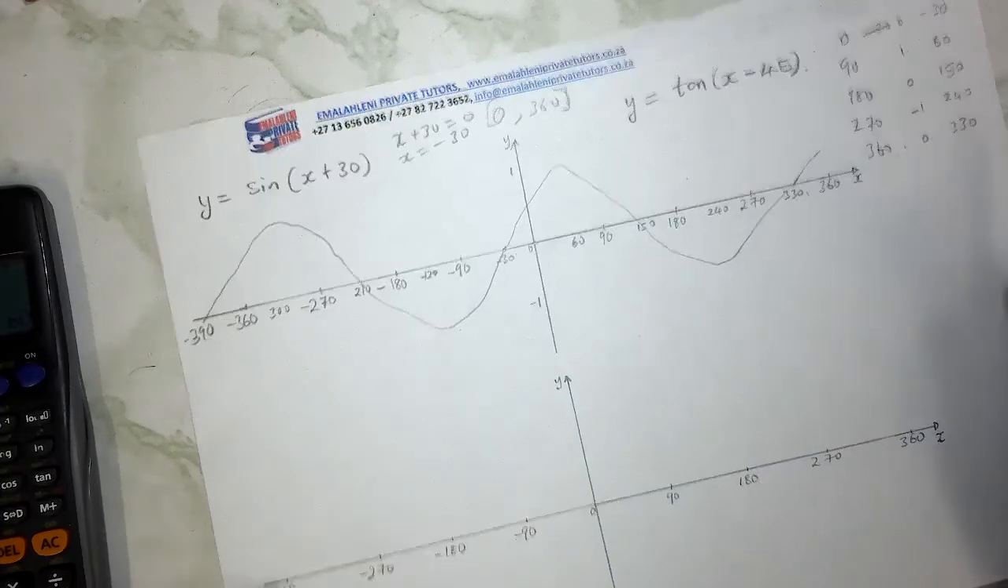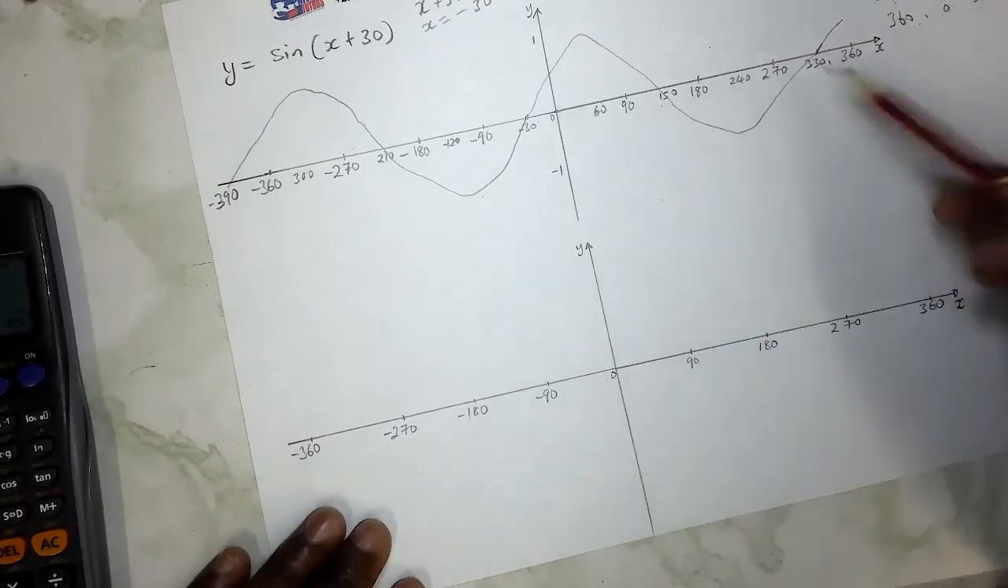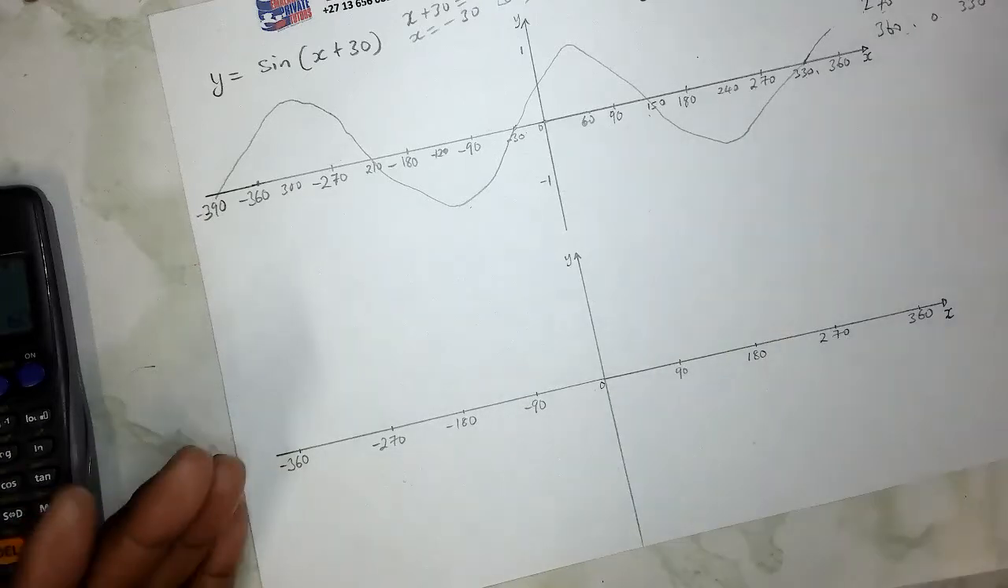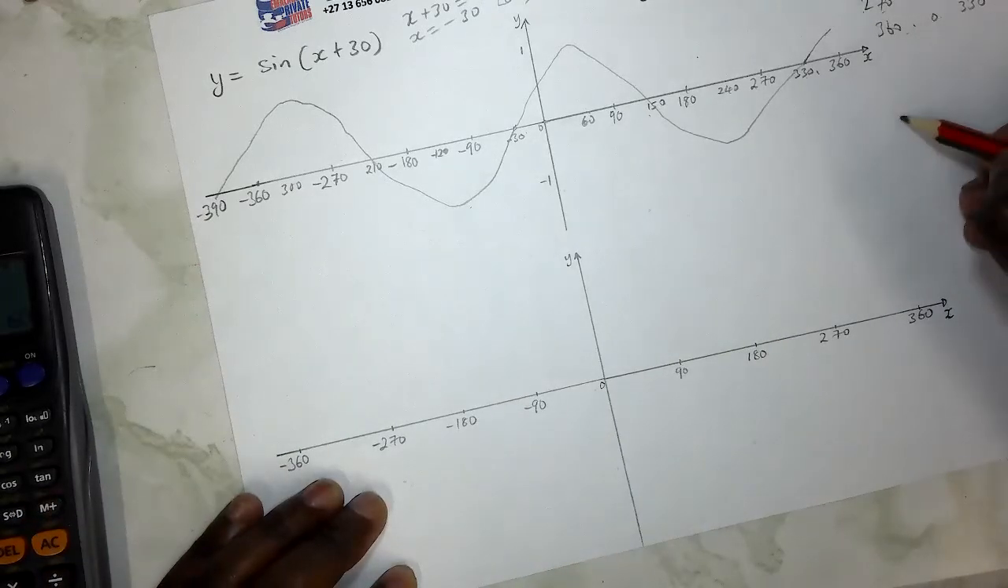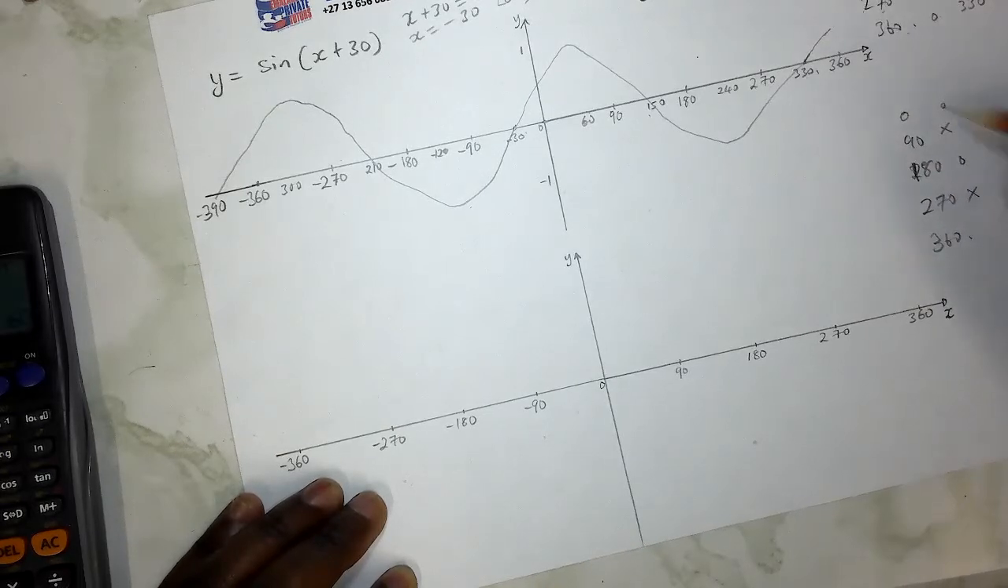Okay. Then we come again to tan of x minus 45. Again, we are shifting everything. What are the major intervals for tan? For tan, we know that it is 0, 90, 180, 270, 360. Now, this is an asymptote. It doesn't touch here. It doesn't touch here. Then at this point here, it's at 0. Here it's at 0. Here is 0.